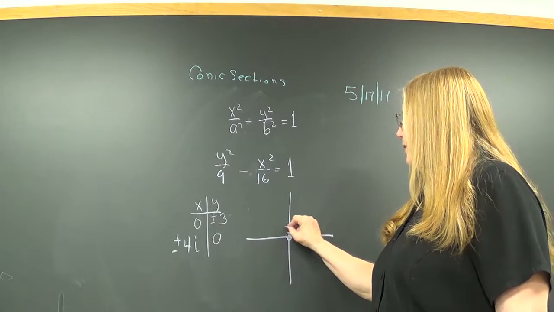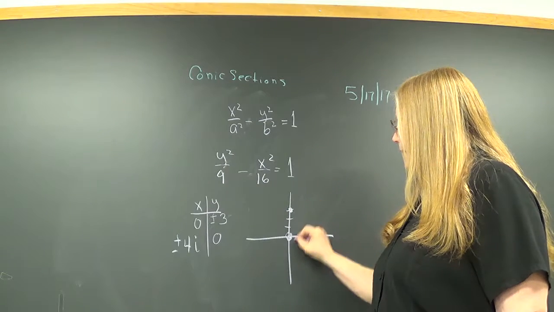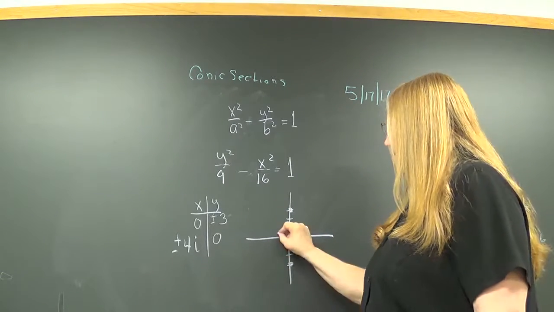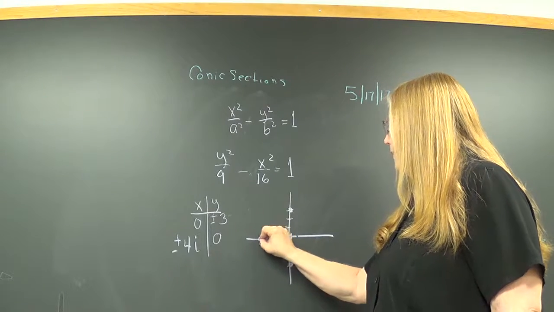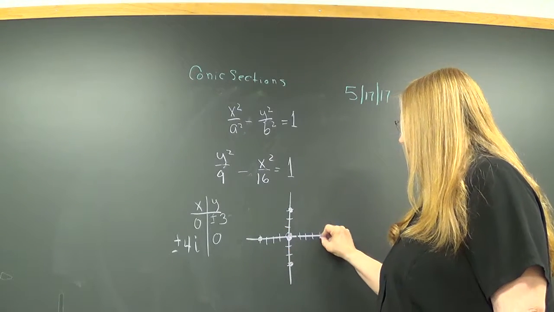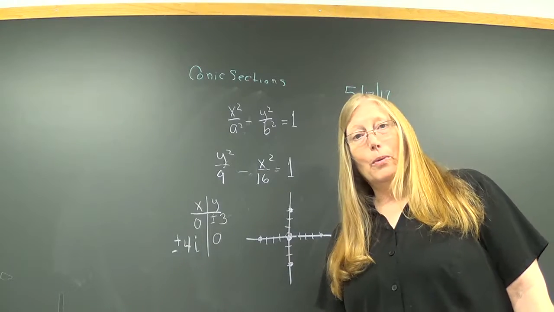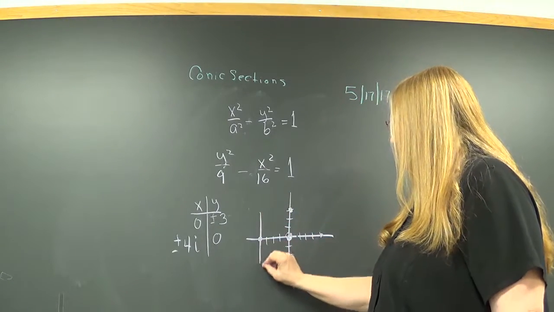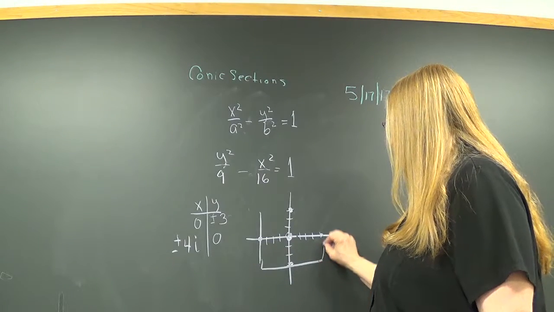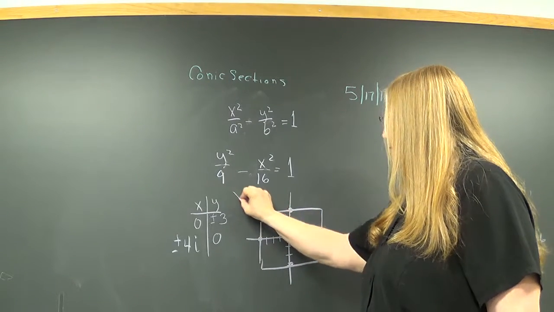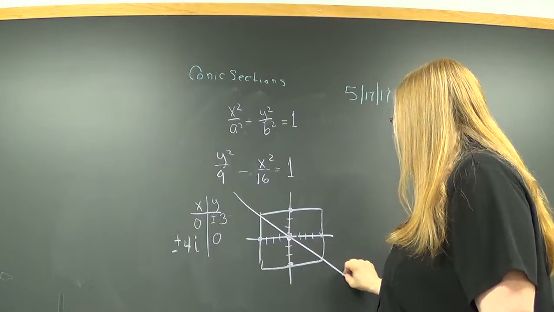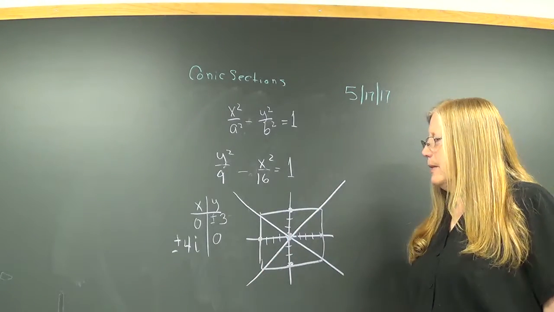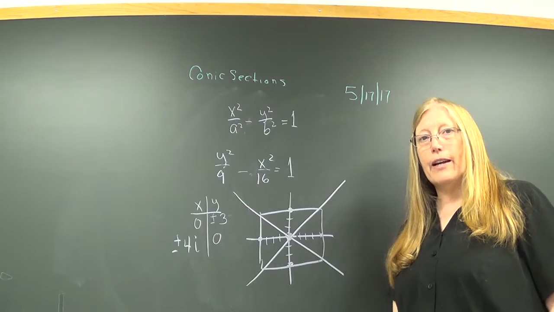So we're going to go 0, up 3, and down 3. And we are going to go to the left 4, and to the right 4. Do you recall what we did with those points? We made a box. Those are the midpoints of the sides of a box, and the vertices connect and become diagonals, and they will form the asymptotes of our hyperbola.